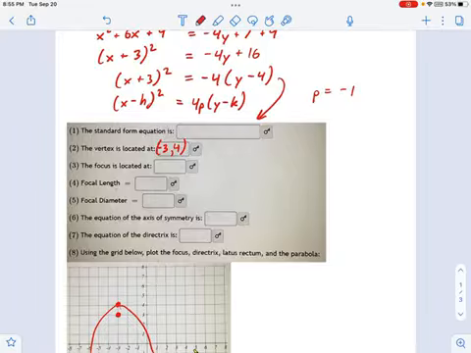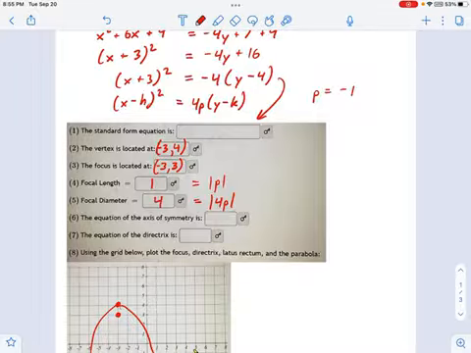And I'm going to say the focus is located at negative 3, same x value, but 1 unit lower in y, so 3. The focal length, as I've talked about, remember that's the absolute value of p. Okay, so that's going to be 1 for us. You can never have a negative focal length. And the focal diameter, that is just the absolute value of 4p. Okay, so that's going to be 4.